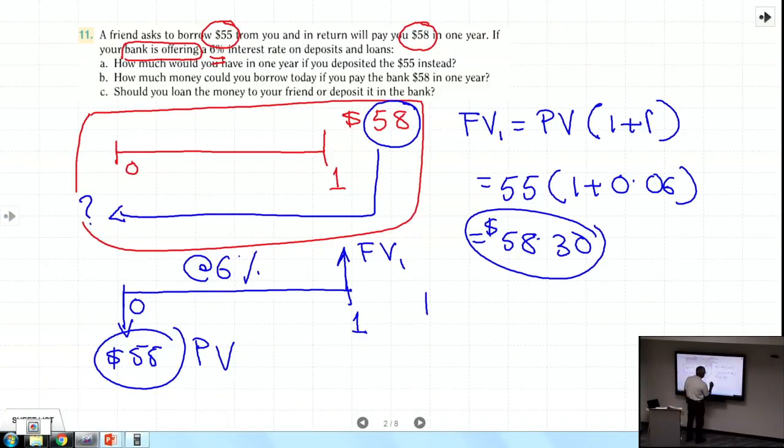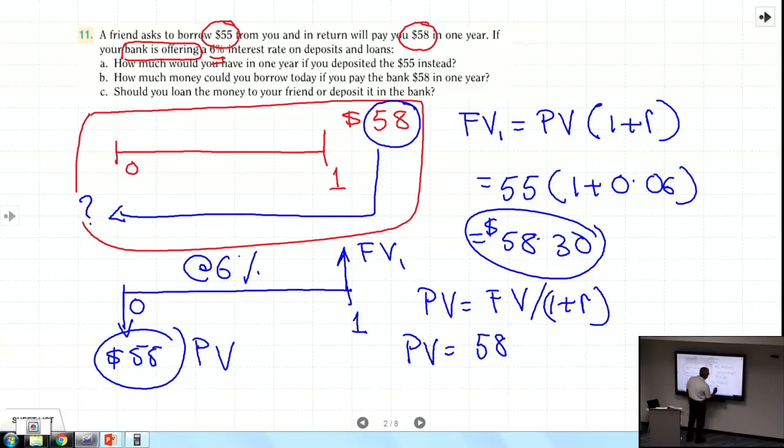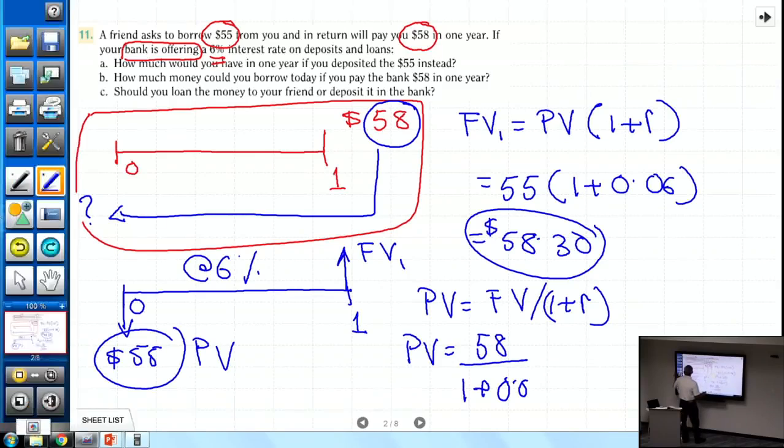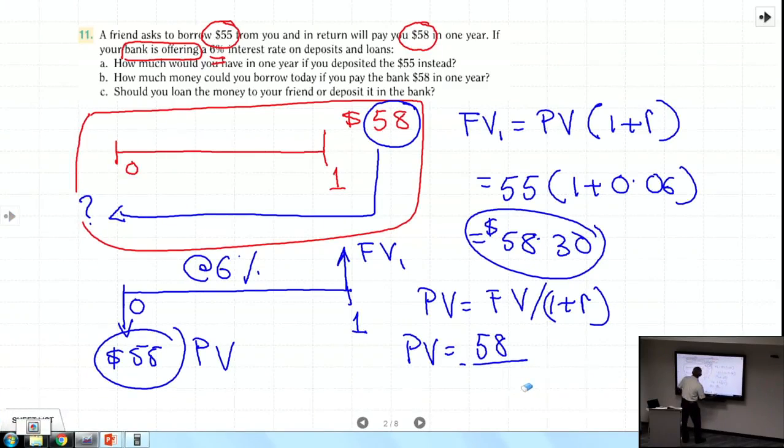So this time you're calculating present value, which is future value divided by 1 plus r. So present value is the unknown, future value is 58. I'm going to divide that by 1.06. And if I do the math, that comes out to 54.72.